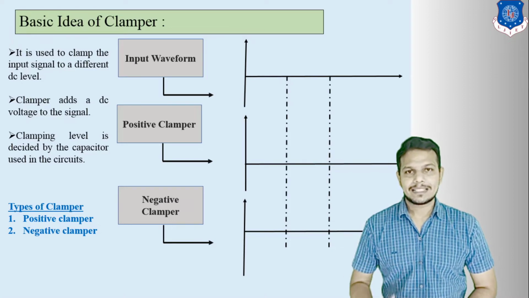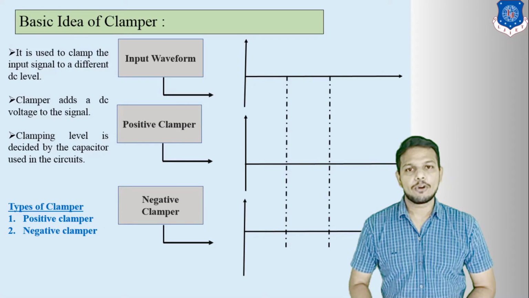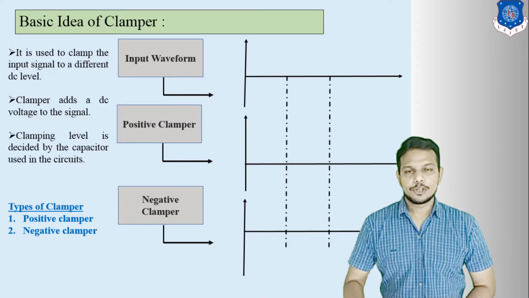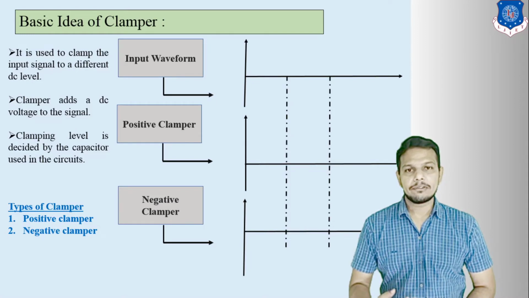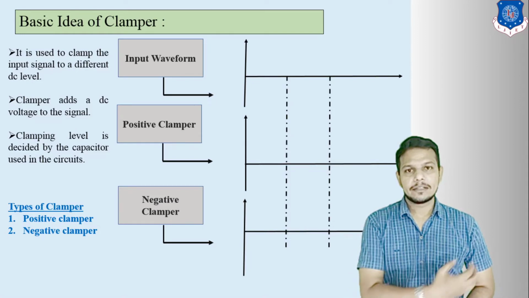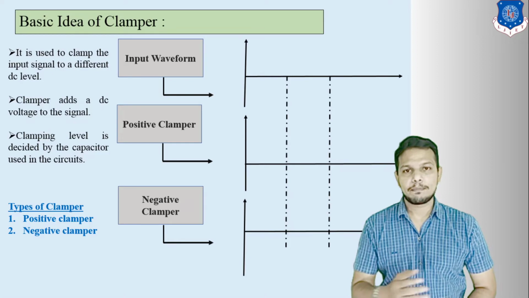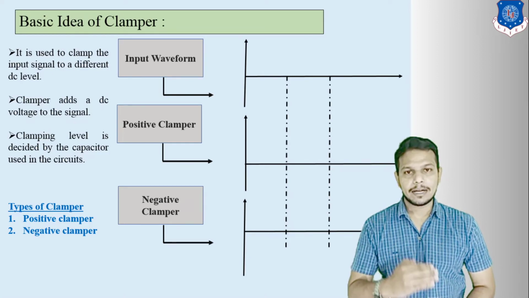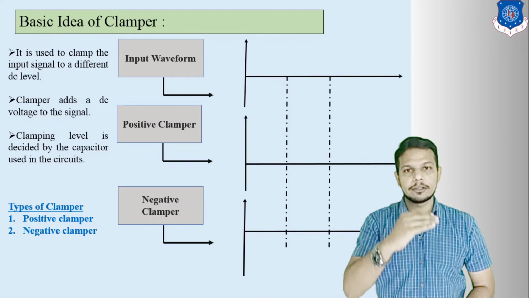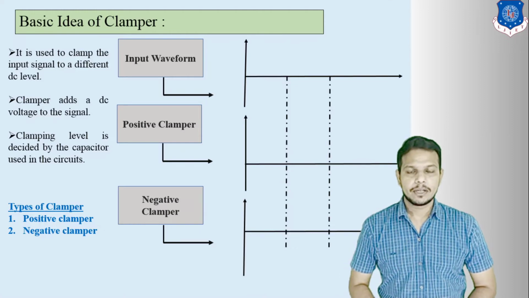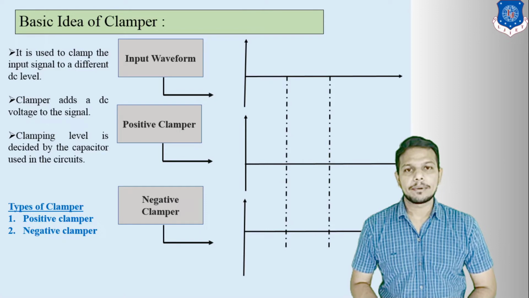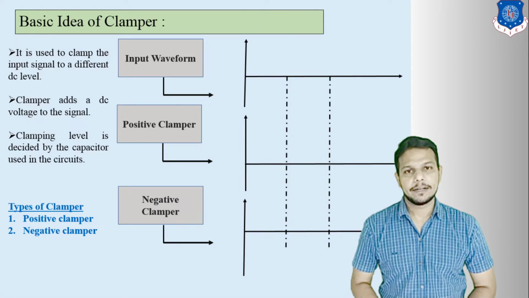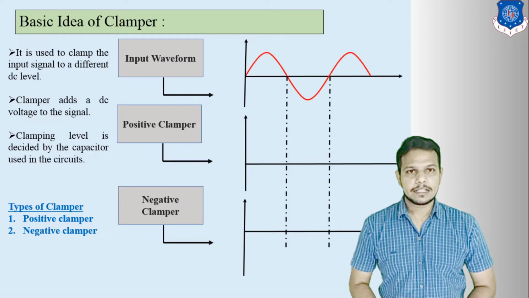So let us discuss about the waveform. If you enter an input waveform, then after that the clamper behaves as that circuit. If there is a positive clamper, then your waveform shifts to the positive side. If there is a negative clamper, your waveform shifts down, that means to the negative side. So here let us discuss about the waveform.